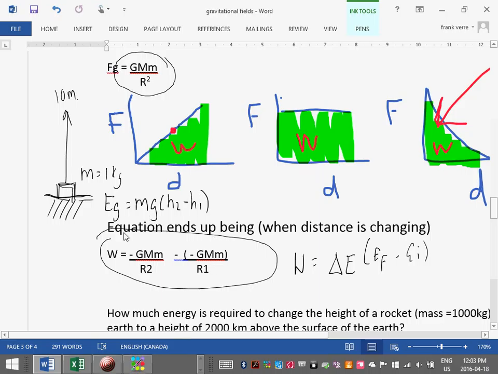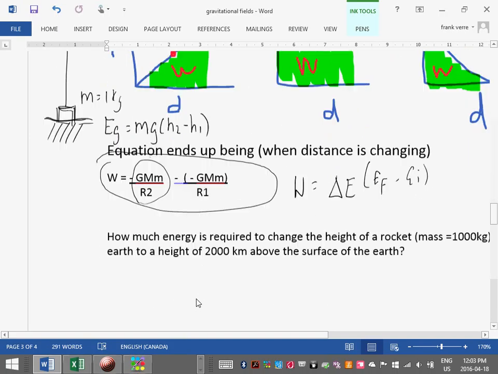If you did the same thing with this equation, you would get a negative answer, which doesn't make any sense. Because if R2 is further away from the Earth, that means this number is what? Smaller. And if you use delta, like final minus initial, then you would have a smaller number minus a bigger number. What would you end up with? You end up with a negative number, right? So that's why those negatives are in there, because your energy should be positive, not negative. Okay?